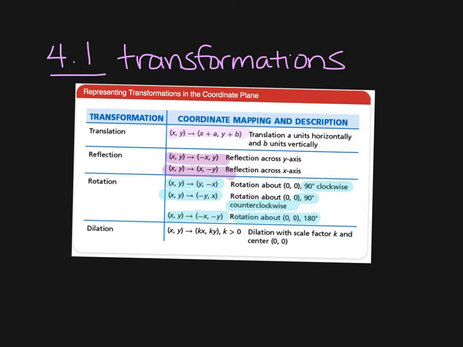And then the last one, which is the only one that changes the actual shape of it, is your dilation. And the dilation is where you would stretch your lines, either make them longer or shorter. So there's only one question from your packet about this, and that's where you're just identifying, it's number 31, where you're identifying which of the translations it is, or given the translation, figure out which of the graphs it would be.